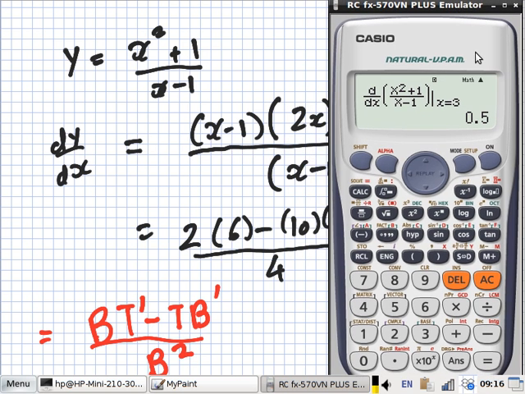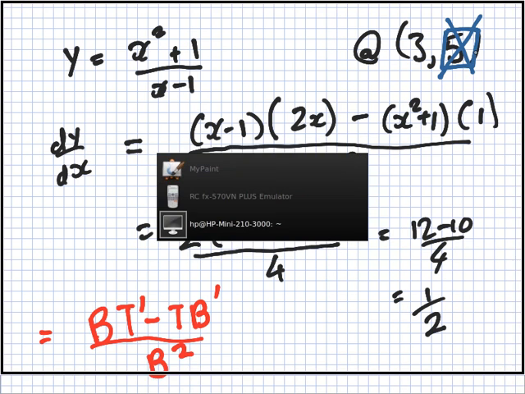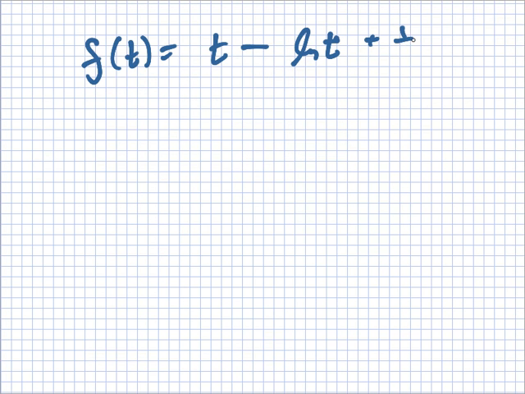Okay, next one. So, let's see what we got for the next one. Aha, a little different now. So we have f(t) equals t minus log(t plus 1) over t plus 1, and we want to calculate the derivative at 2.